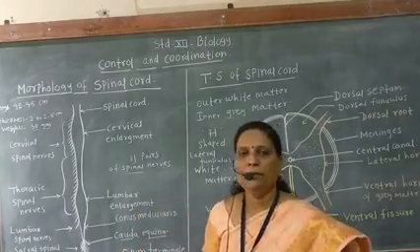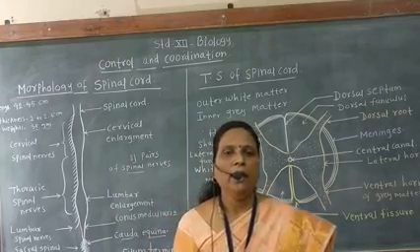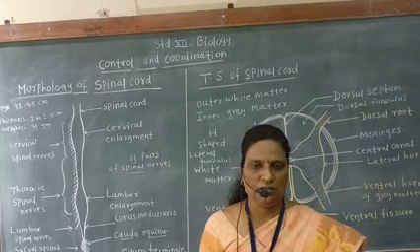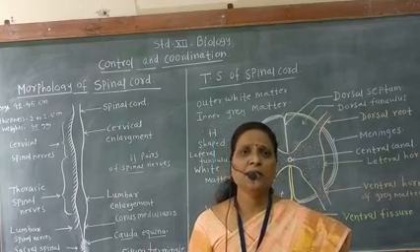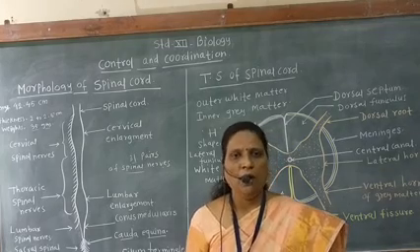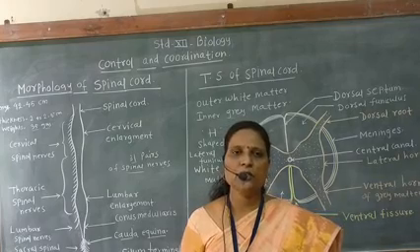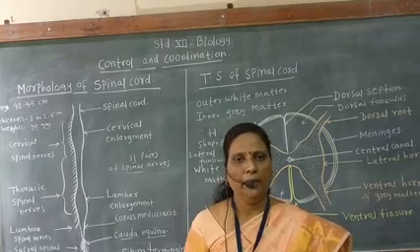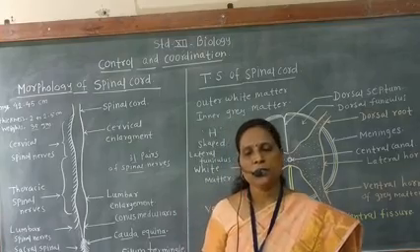Now what are the different functions of the spinal cord? The spinal cord is the main center of reflex actions, and it connects the brain with the different parts of the body. All the impulses are transmitted through the spinal cord to and from the brain. So this is the main function of the spinal cord.